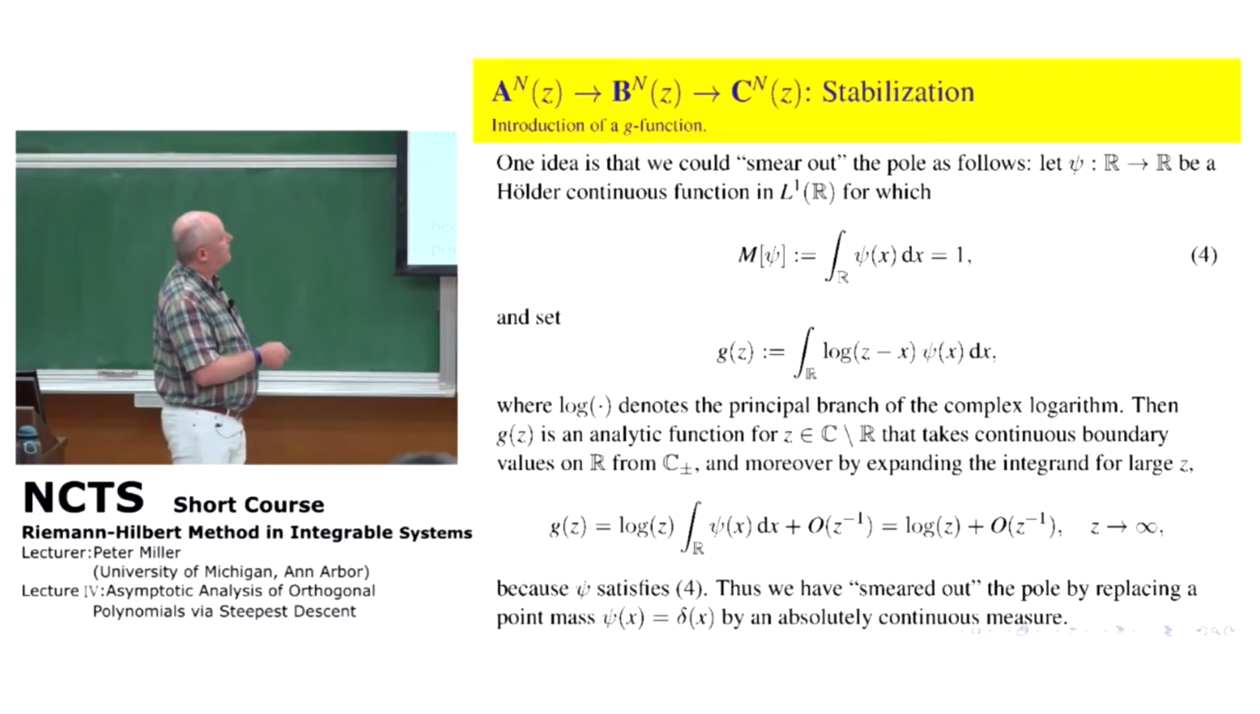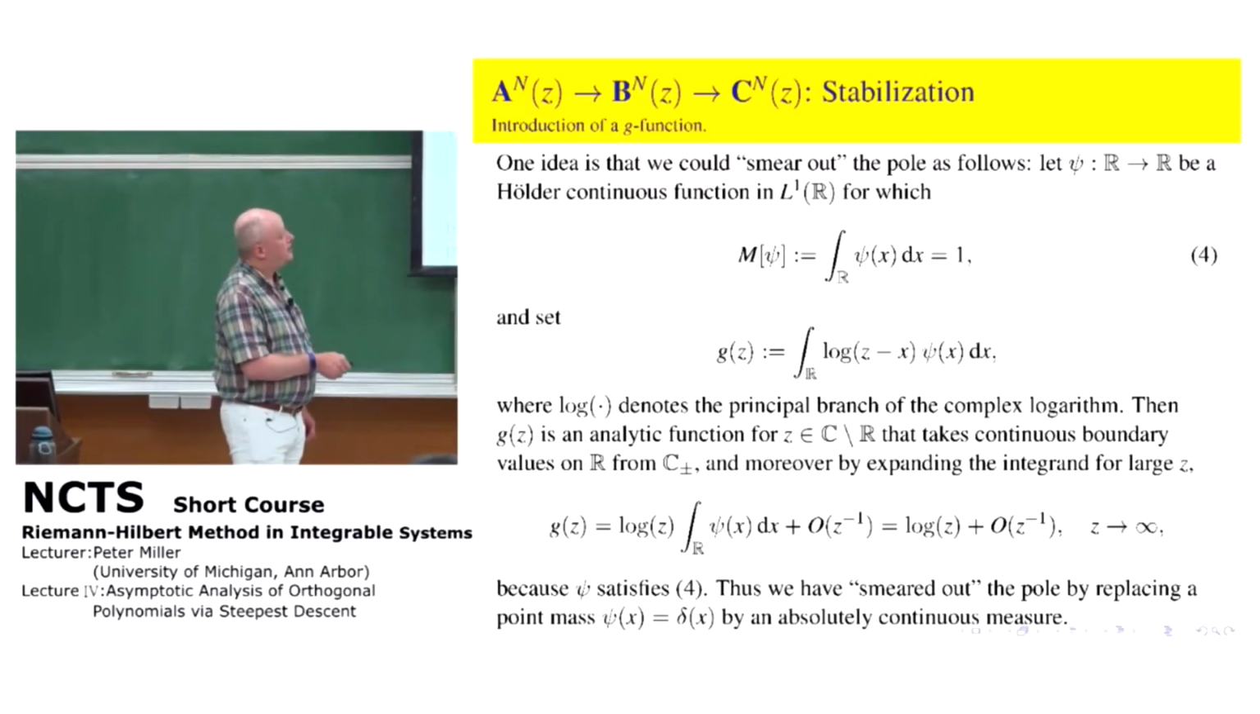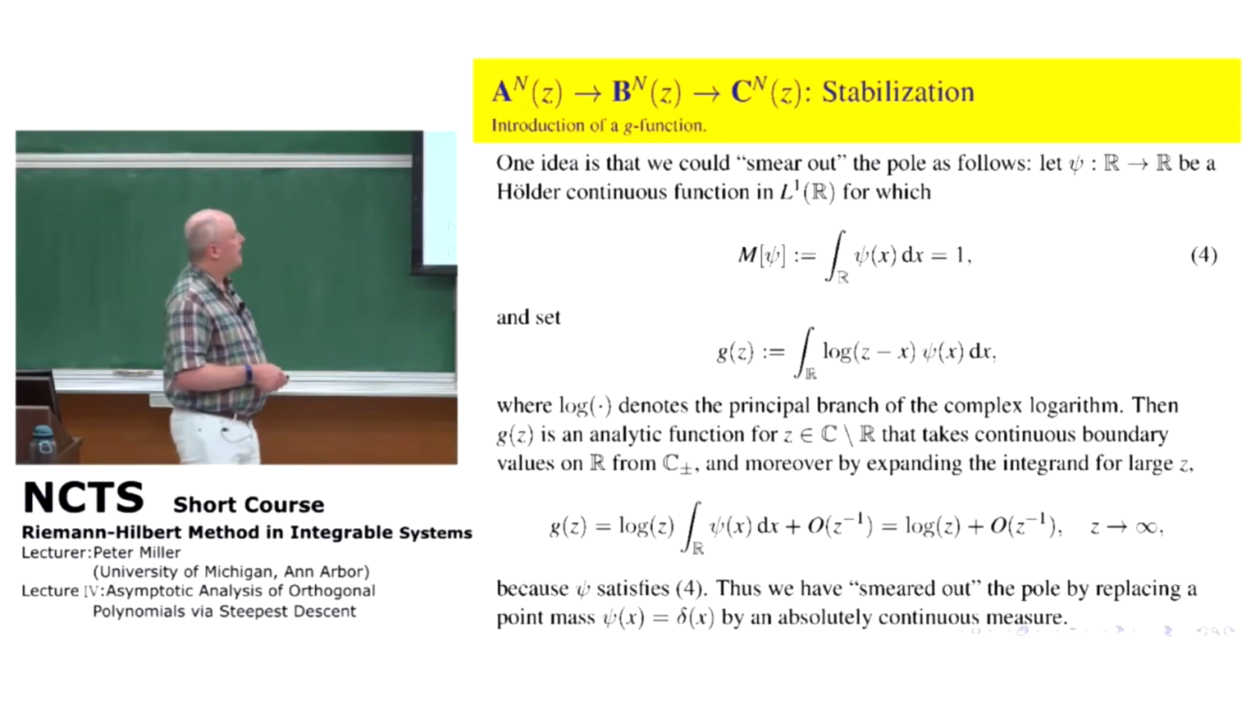So if you write this kind of formula, then g of z is an analytic function of z, except on the real line. It takes continuous boundary values on the real line from the upper and the lower half planes. And if you expand for large z, you can pull out log z from the integral like this, and what's left over as a coefficient is this number, which is 1 plus small. Okay? So that's telling you that you get exactly the desired behavior at infinity.